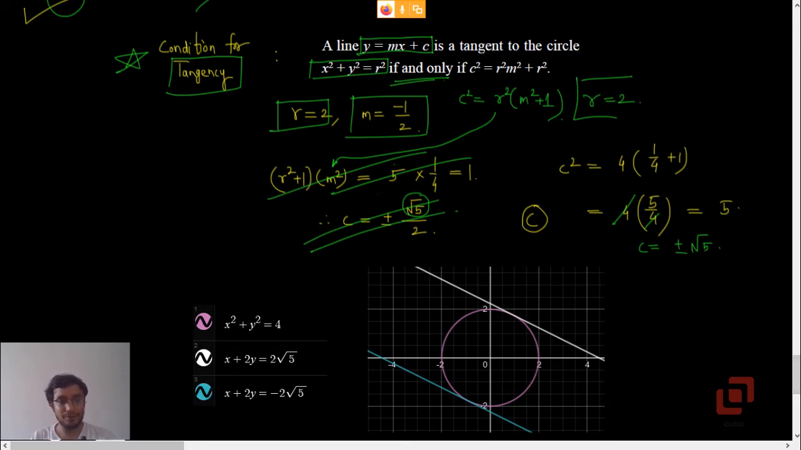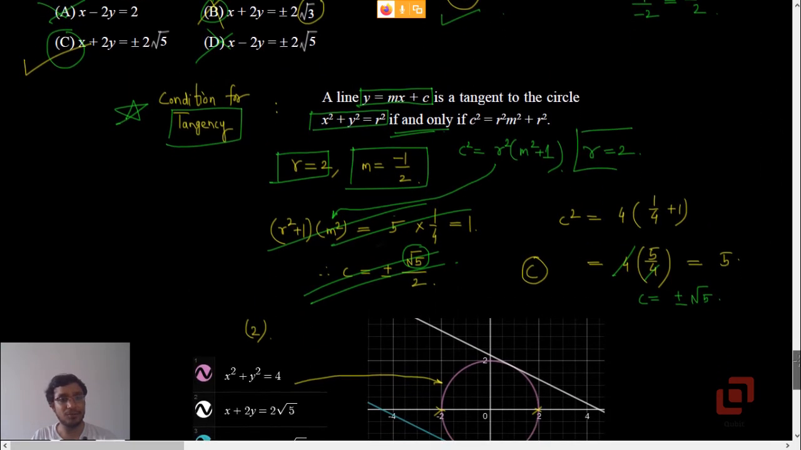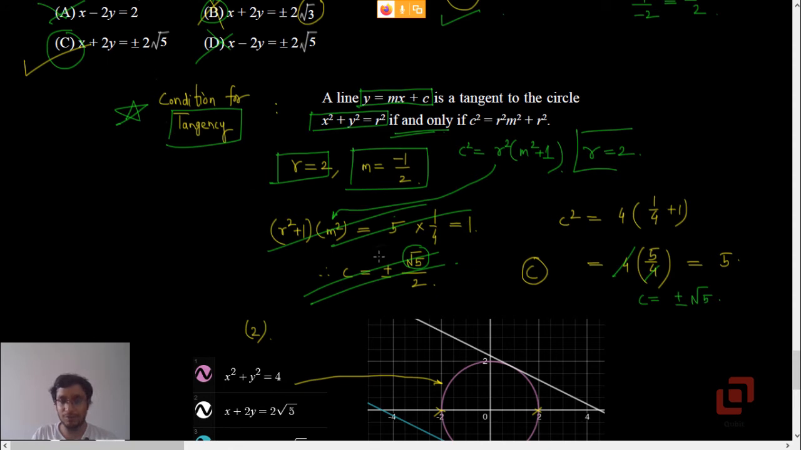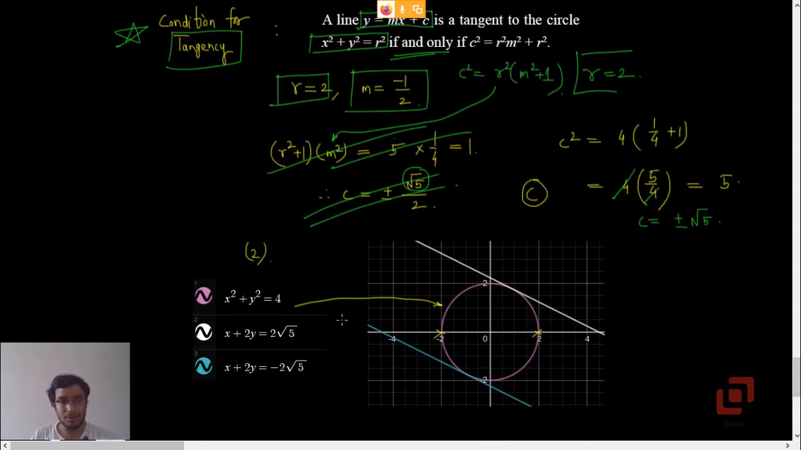So here I have verified my so-called answer C with the help of the grapher. x squared plus y squared is our circle. You can see that it is passing through (2, 0) and (minus 2, 0) as expected, because the radius of the circle is 2 units. The lines which are given in option C are x plus 2y equal to plus or minus 2 root 5. The white line is x plus 2y equal to 2 root 5 and the blue line is x plus 2y equal to minus 2 root 5.